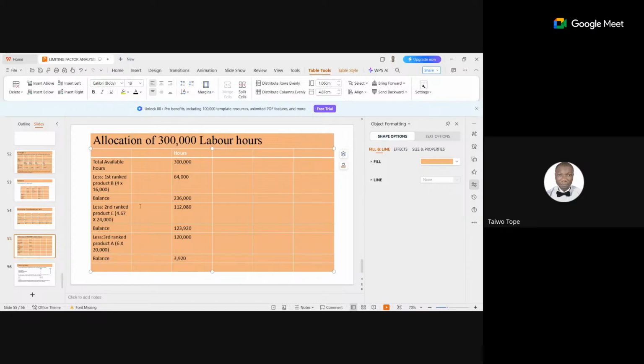All right. So the fourth rank product is product D. It's product D. And now we only have 3,920 hours left. So now, how are we going to make use of that now? It will now be what?